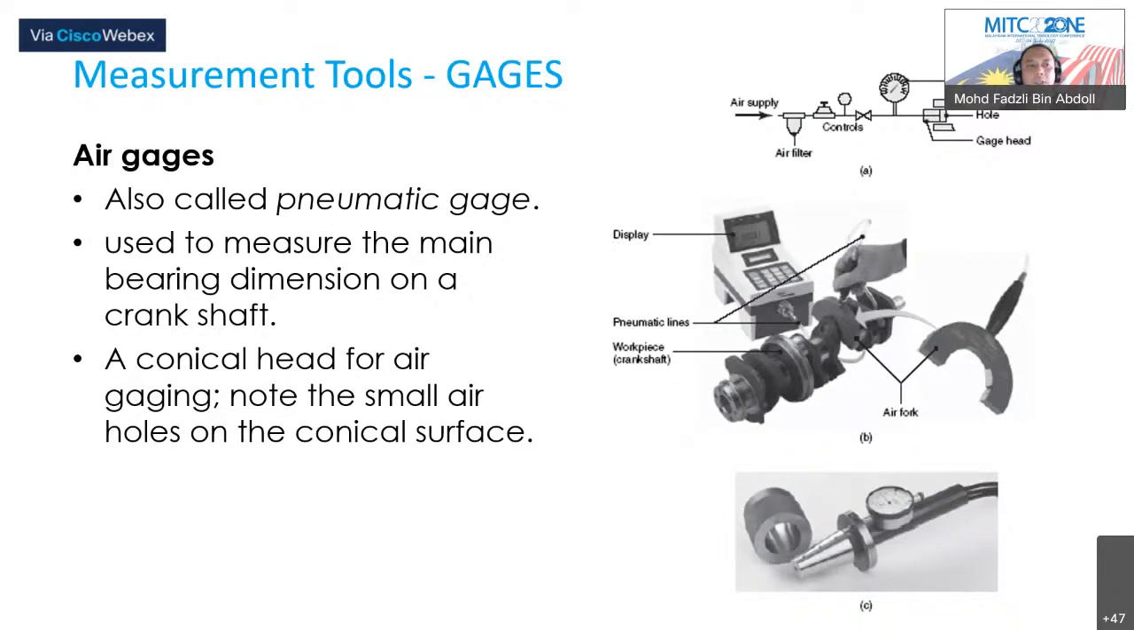Okay, this is the A gauge, also called pneumatic gauge, used to measure the main bearing dimension on a crankshaft. It has a conical head with smaller air holes on the conical surfaces. Okay, this is the conical gauge.